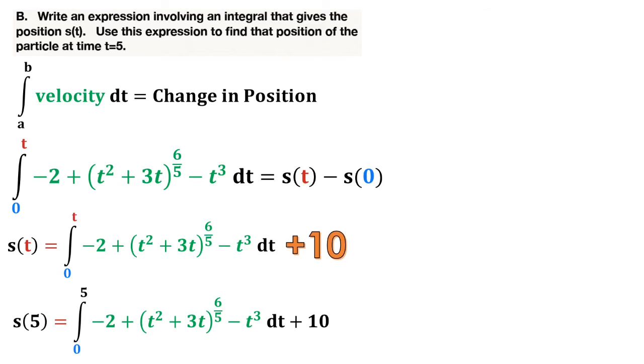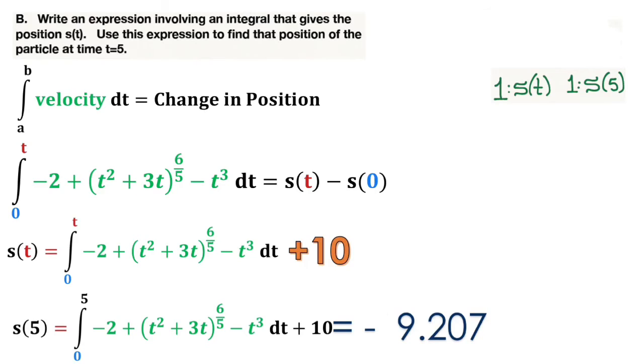Now I'm going to go ahead and substitute in the 5. And then we can grab our calculator and find this integral from 0 to 5. And then add 10. We get negative 9.207, which means the position of the particle at time 5 is negative 9.207.